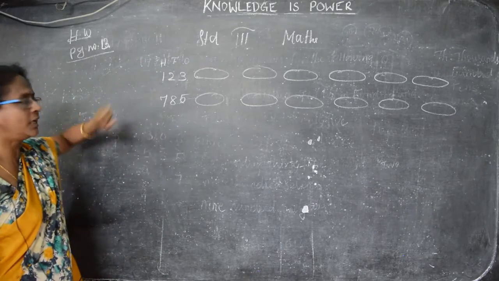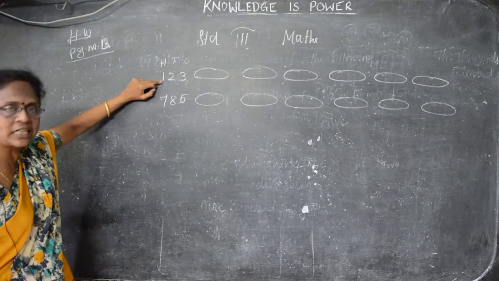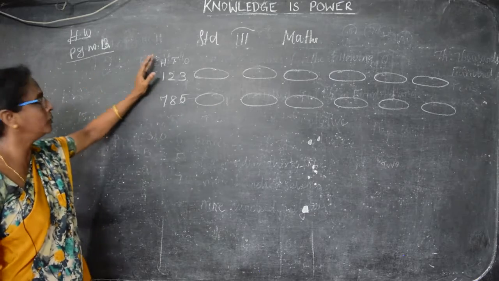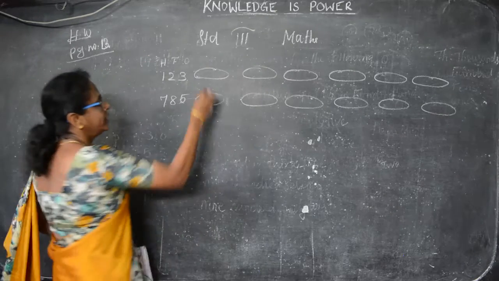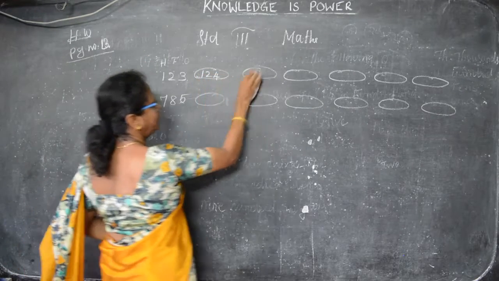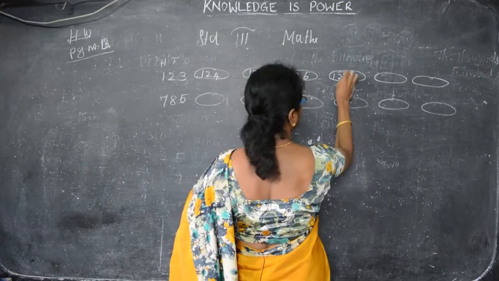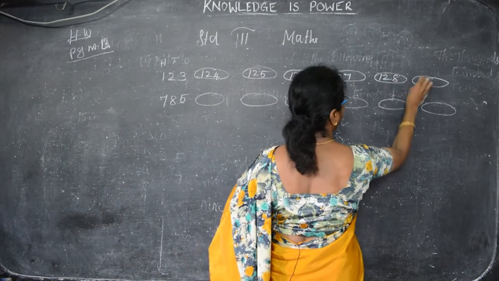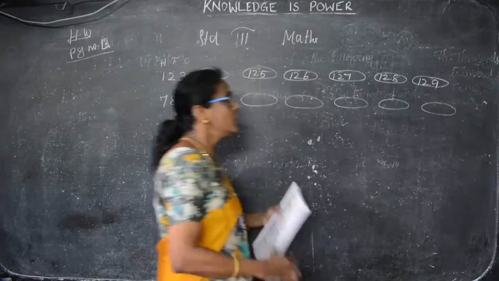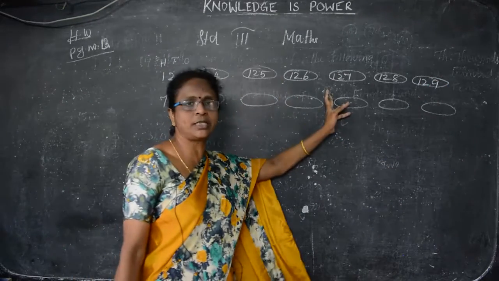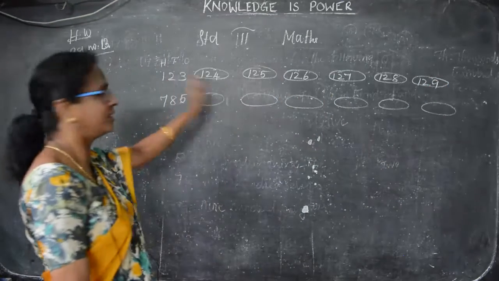Three digit numbers will start in the hundreds. So 123. Next, 124, 125, 126, 127, 128, 129. So how many boxes are given? You have to fill it properly after the numbers.